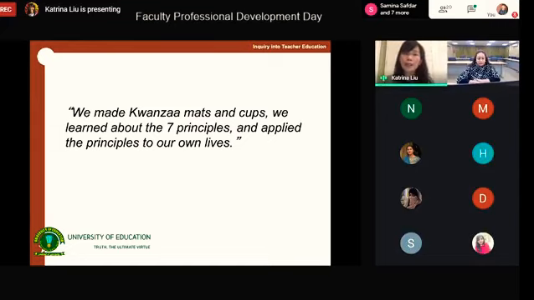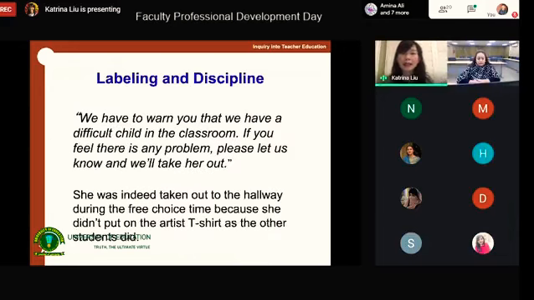Then in her reflection, she reflected on the technical process of those lessons. For example, they made the Kwanzaa mats and cups and learned about the seven principles and applied them. But in reality, she fell back into labeling and disciplining a kid of color, especially one African American child. When the Chinese speaker went in, they immediately warned the speaker that they had a difficult child. If that child is not behaving, they will take her out.